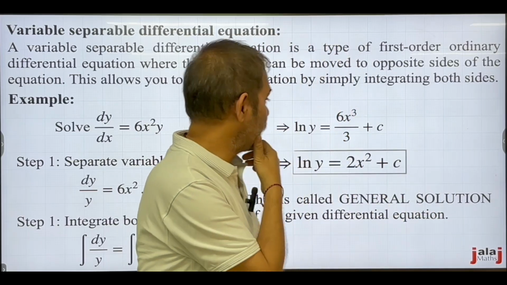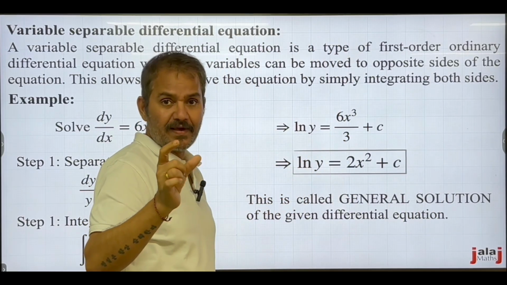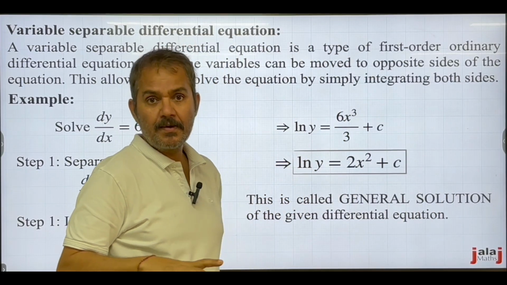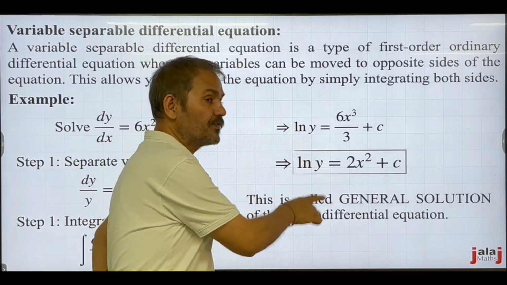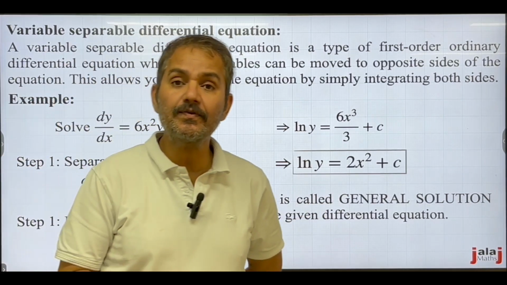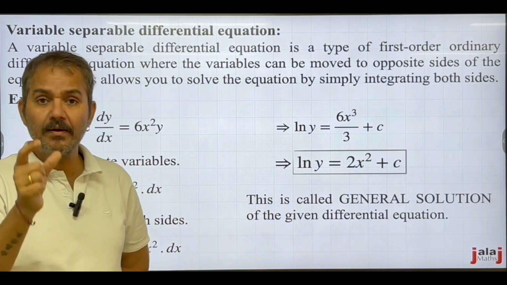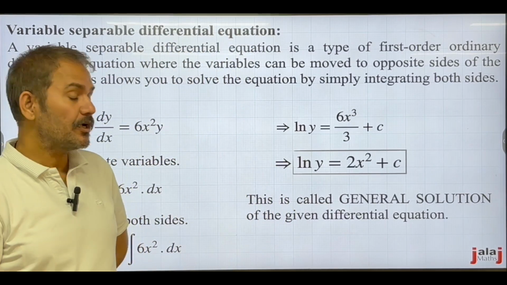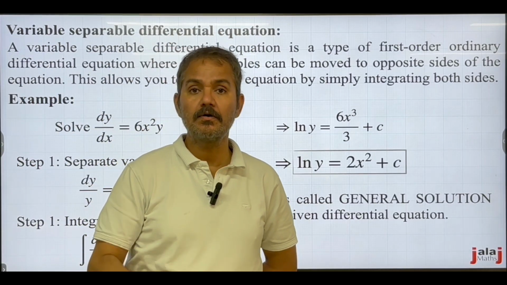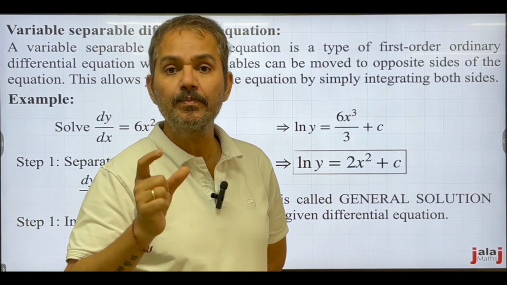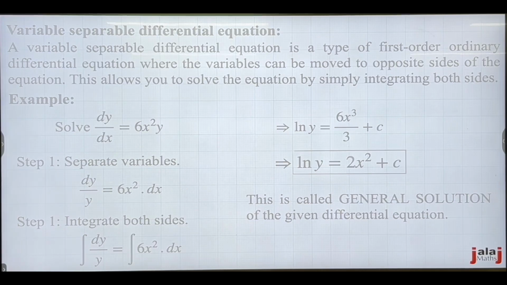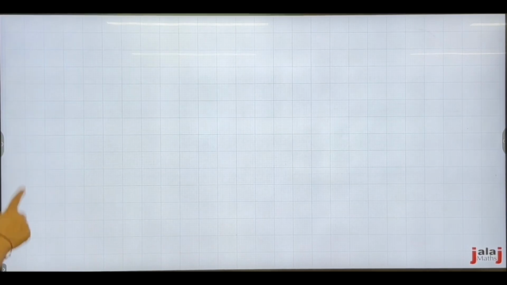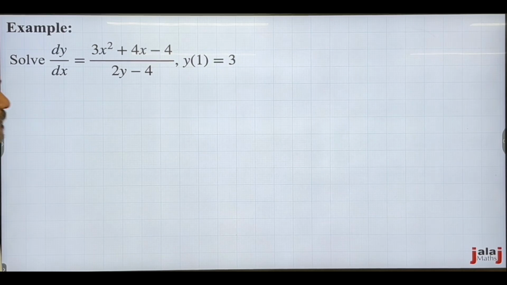If you are given a specific value of y for a value of x, you can find the value of c. And if you do this, you can get a particular solution. Such differential equations are called initial value problems, which we will discuss soon. So this is how we solve variable separable differential equations. Have a look at another example.